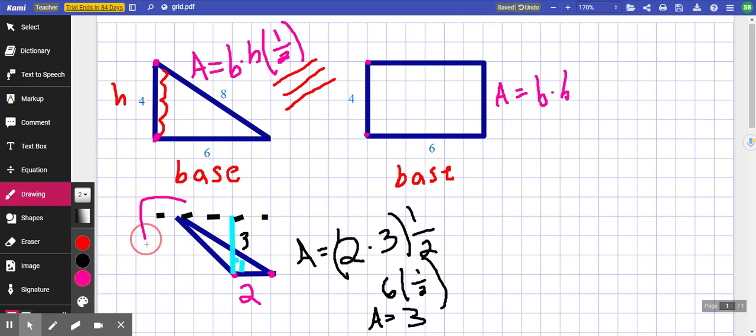3 square units. No matter how the triangle looks, you have to find the height so it's perpendicular to the base and it goes as tall as the opposite vertex of the triangle.